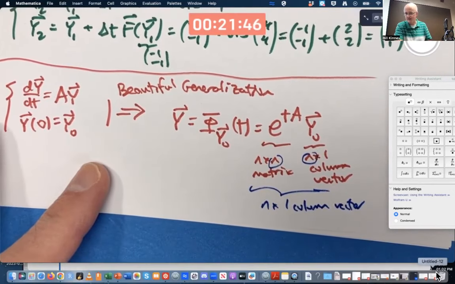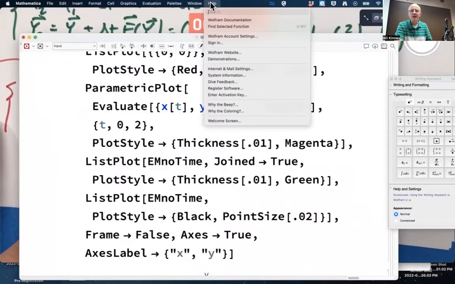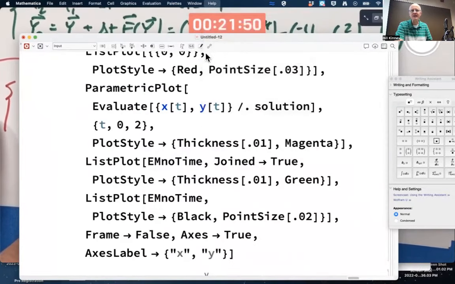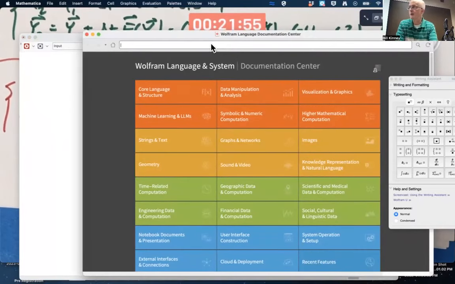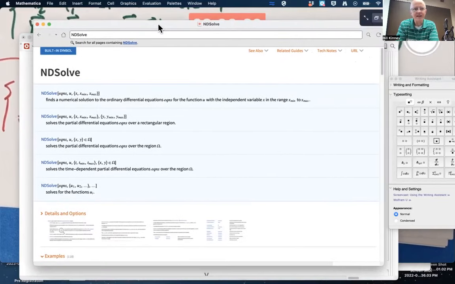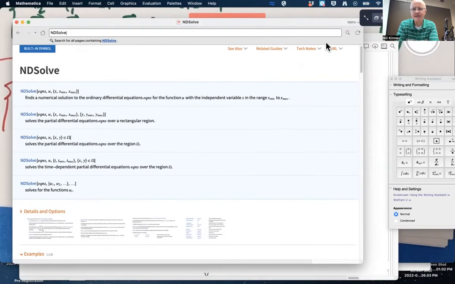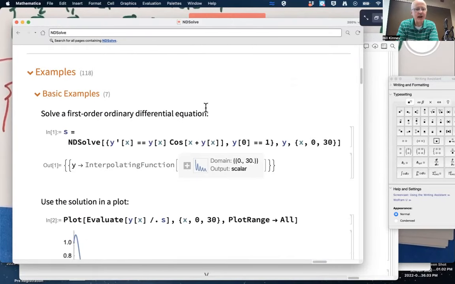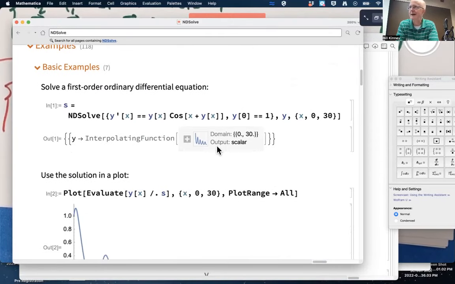The documentation center is the official name of it. Go to the help menu, Wolfram documentation, and for example, if you wanted to know how NDSolve works, you could look up NDSolve. And it's one of the harder commands to use, actually. What you find at the top is not typically so helpful as the examples and just copying and pasting and modifying examples. But it takes a lot of working with and just experimenting.